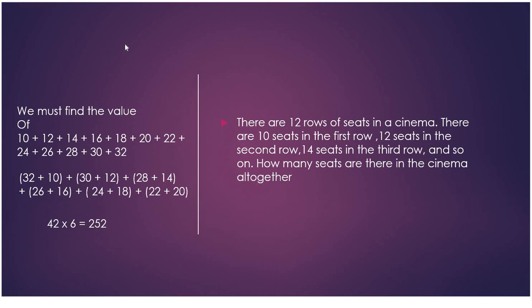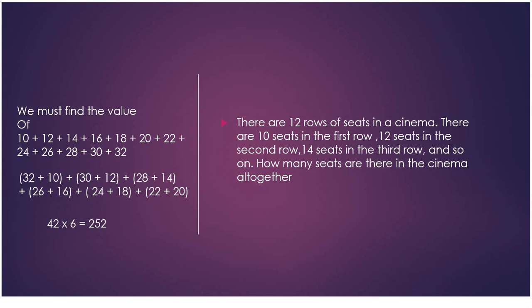Assume how many terms you have in your number sequence. You don't need to make all the pairs, right? You just have to divide it by 2. For example, here we have 12 numbers in our number sequence, so we just divide 12 by 2, so the answer is 6 pairs, right?